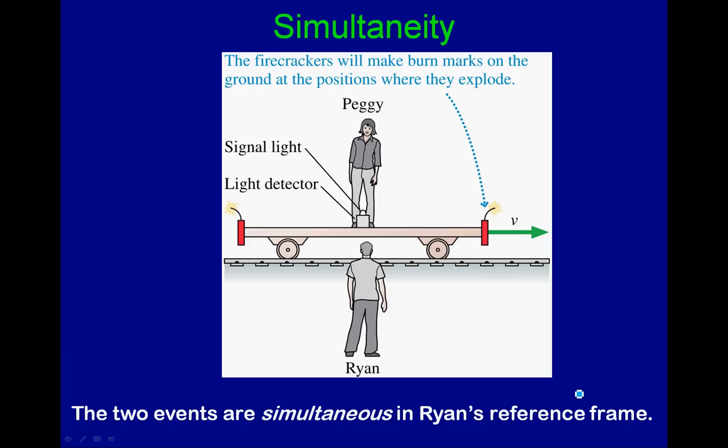The first one is the idea of simultaneity. It's the idea that if something happens simultaneously in one frame, what does that mean about another frame? There's this example that's a real popular one with a person on a little flatbed railroad car and one person that's not. We say there are 2 events here that are simultaneous, and we have Ryan and Peggy. The 2 events are exploding fireworks or firecrackers. We tell you at the beginning that these 2 events are simultaneous in Ryan's reference frame, so these happen in exactly the same instant.